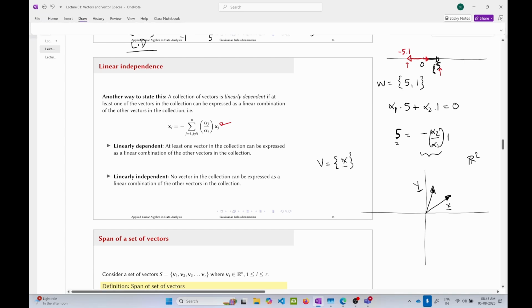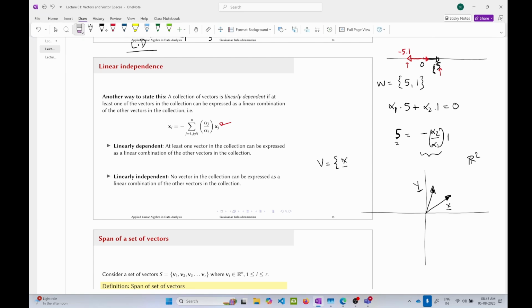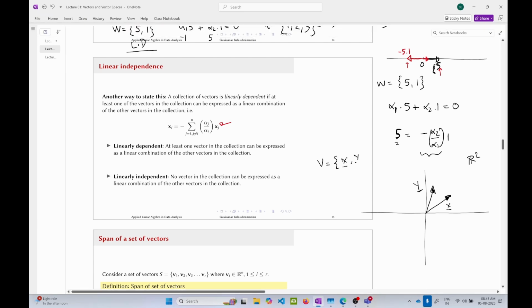So why? The new set that I'm dealing with is V. Now I ask, okay, is this set linearly dependent or independent? So it's not clear. Okay. Let's look at it slightly differently.